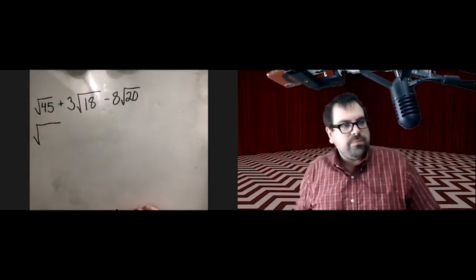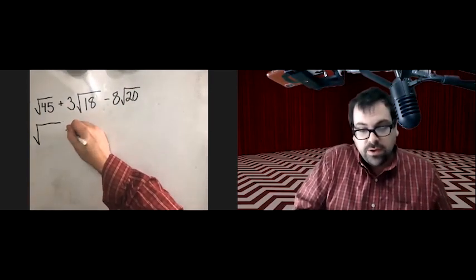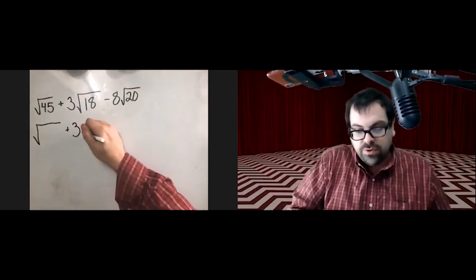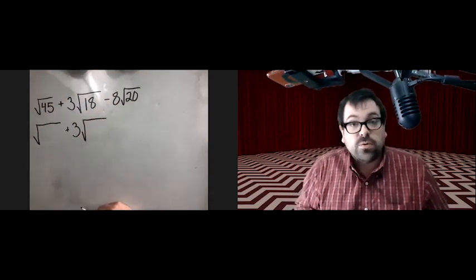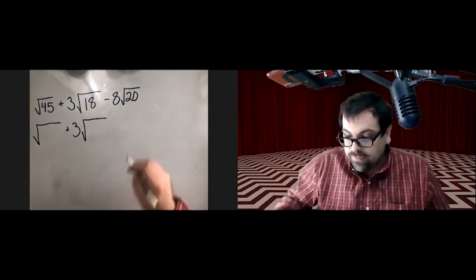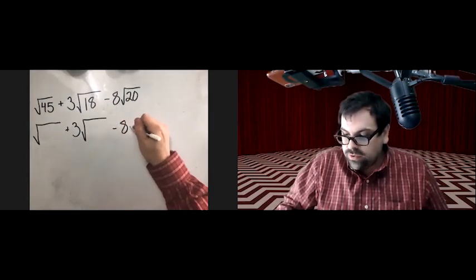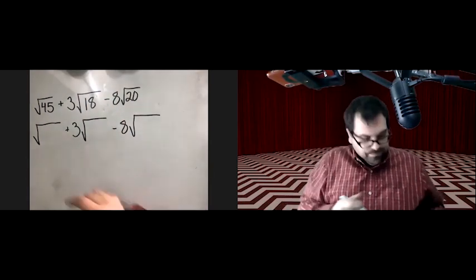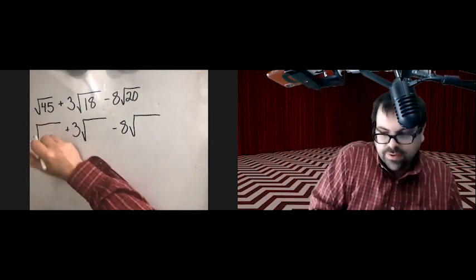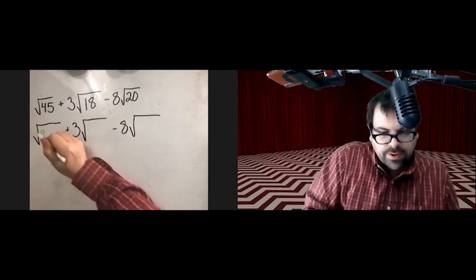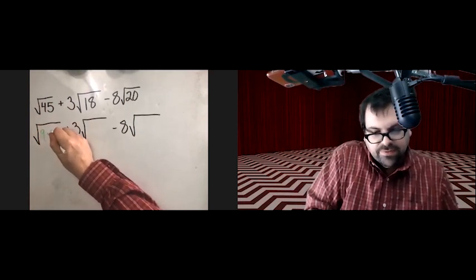So we'll try to split up 45 as the product of two numbers that has a perfect square factor. We'll do the same for 18, and we'll do the same for 20. 45, that's 9 times 5.